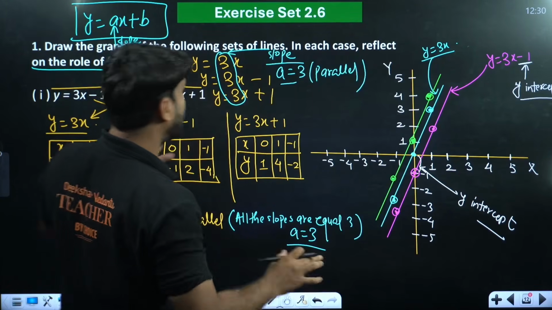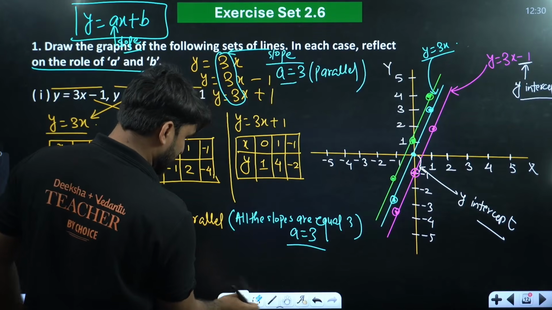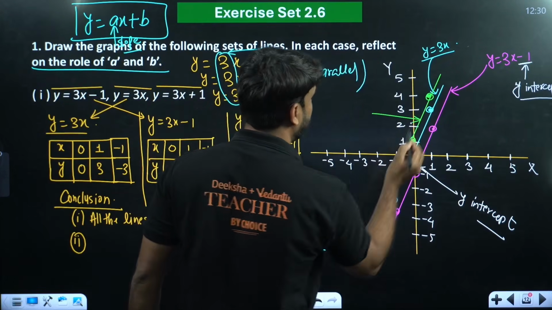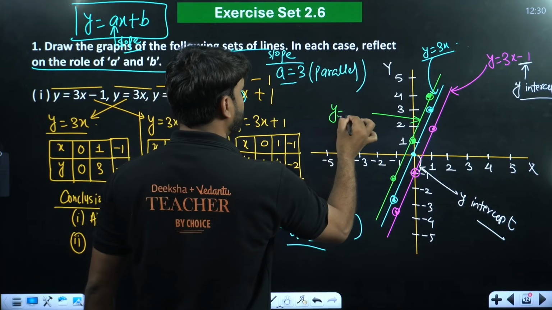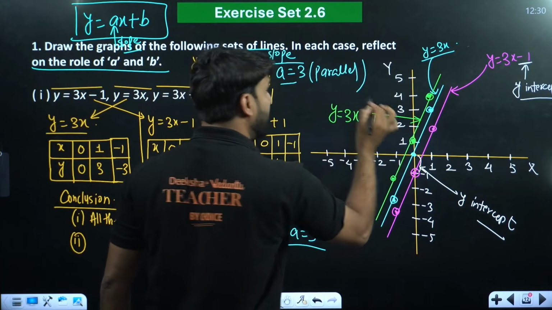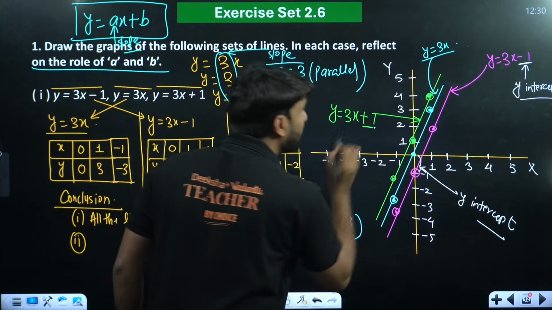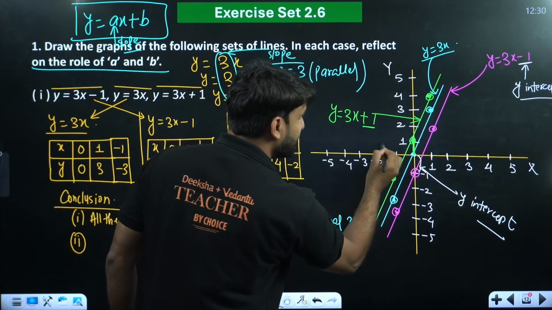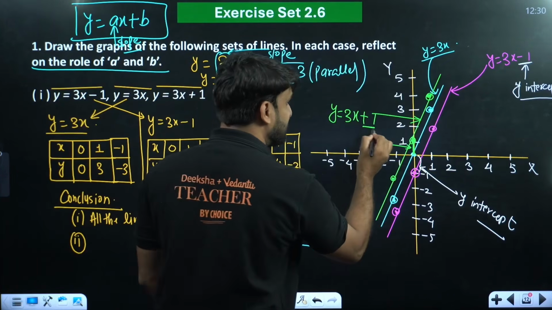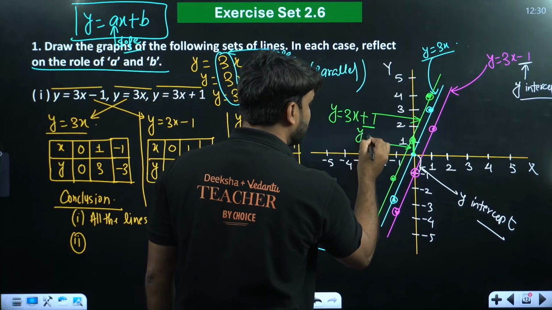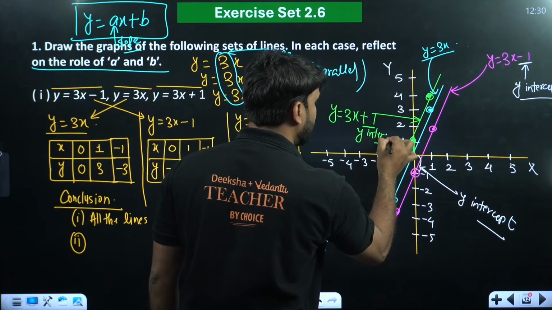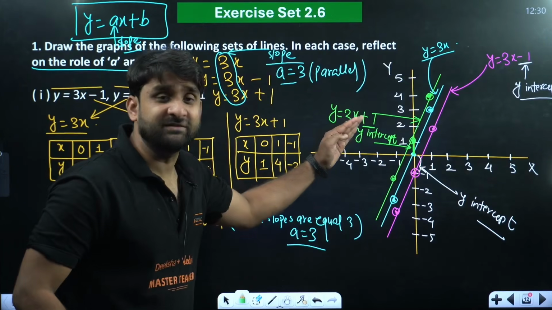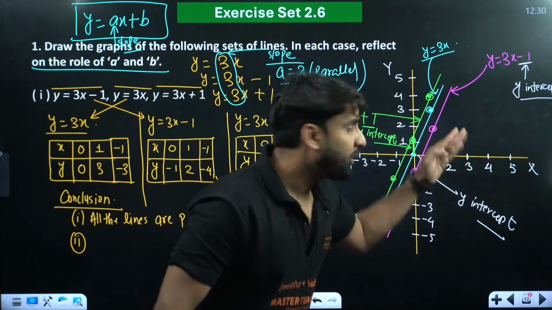And now in the third one, let me use green color. The equation of the green line is y is equal to 3x plus 1. Can you see here plus 1? This is the plus 1, the y-intercept. So this y-intercept is plus 1. So intercept decides whether the line will steep down or steep up.